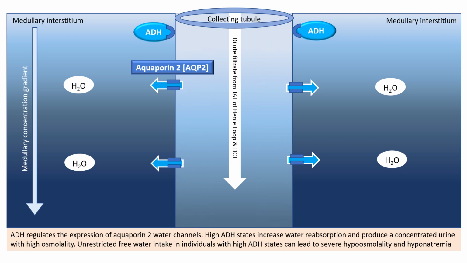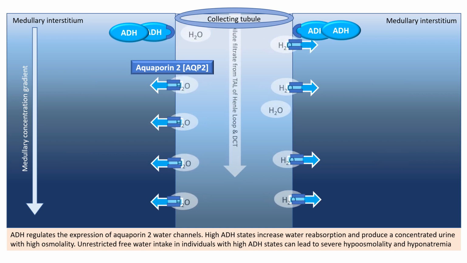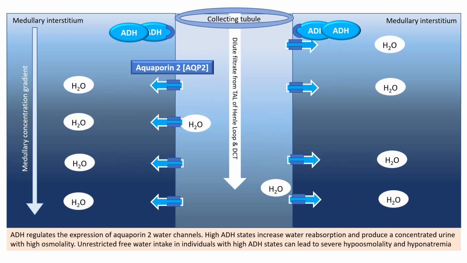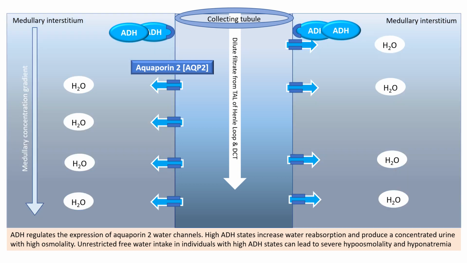In a high ADH state, more aquaporin 2 channels are expressed, more water is reabsorbed, and less is excreted. Unrestricted free water intake in high ADH states can easily lead to severe hypoosmolality and hyponatremia. Because of increased water reabsorption, the urine in high ADH state is expected to be concentrated with a high osmolality.